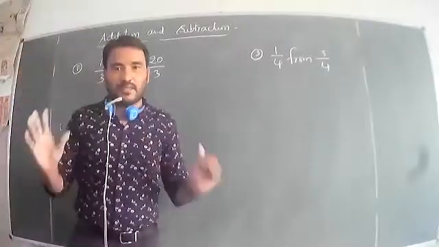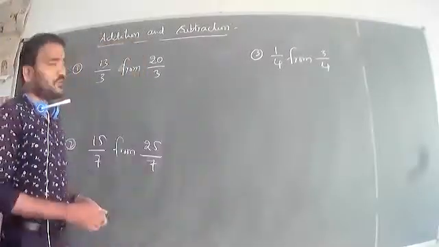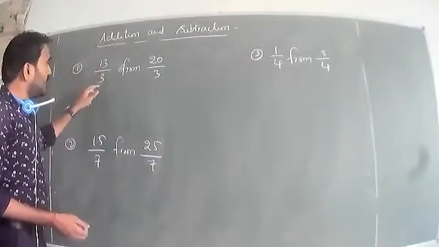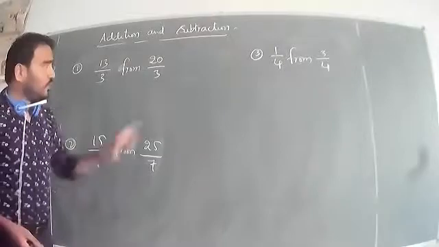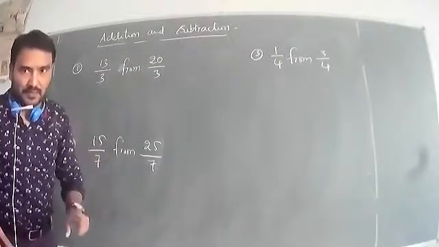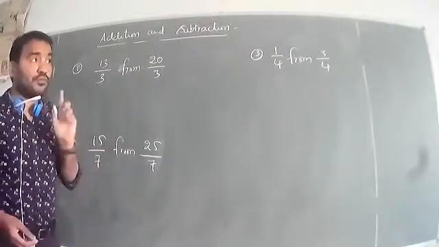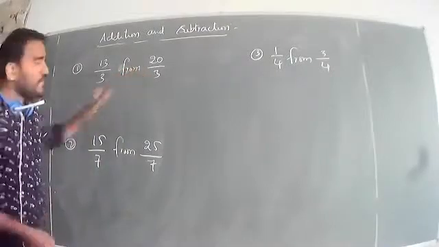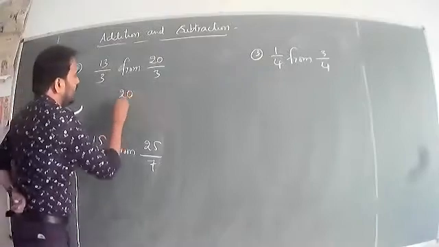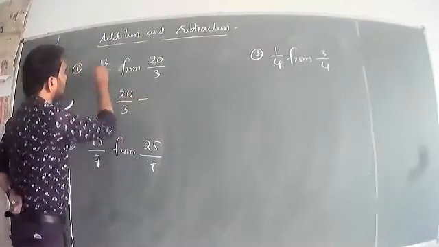This is also very simple. Subtraction also very simple. Take the question. 13 by 3 from 20 by 3. The denominator, which one is bigger? 20 is the bigger. We can take it first. Whichever numerator is bigger, that we should take first. 20 by 3 minus 13 by 3.